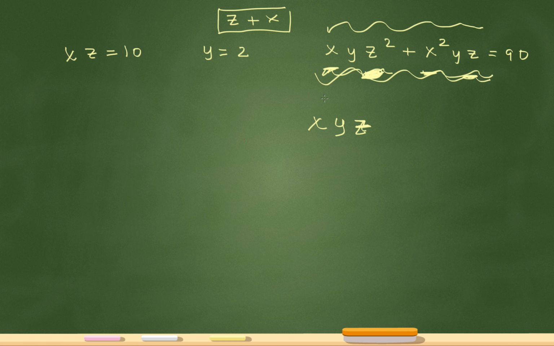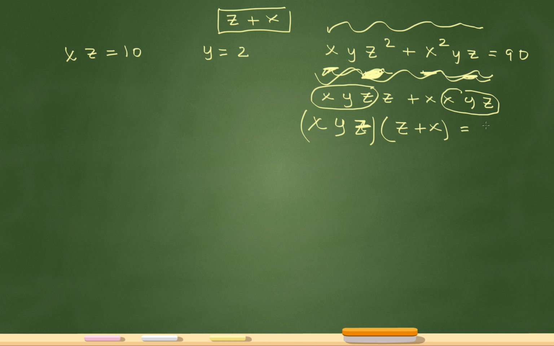And if that doesn't make sense, check this out. X times y times z plus x times y times z. I've just expanded that x out. So the only thing that's common here is the xyz and the xyz. So that's what I just did right now. I just pulled out the xyz, and all I'm left with now is z plus x. So it's xyz times z plus x, and that equals 90.